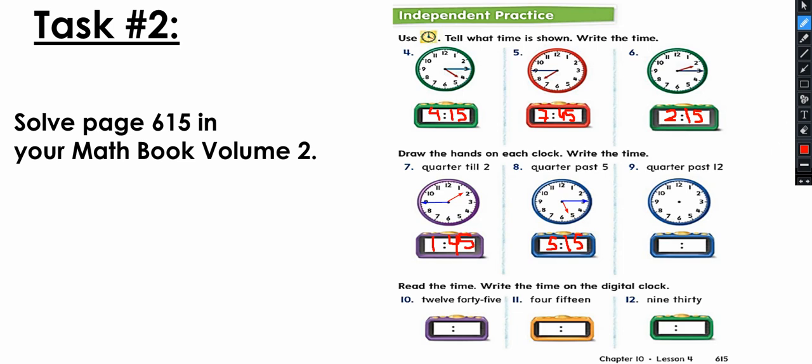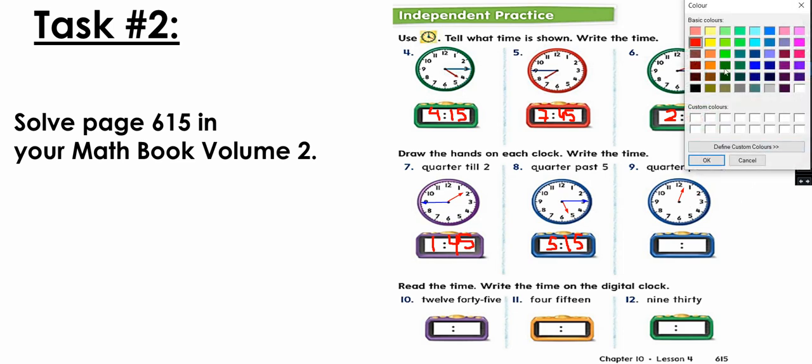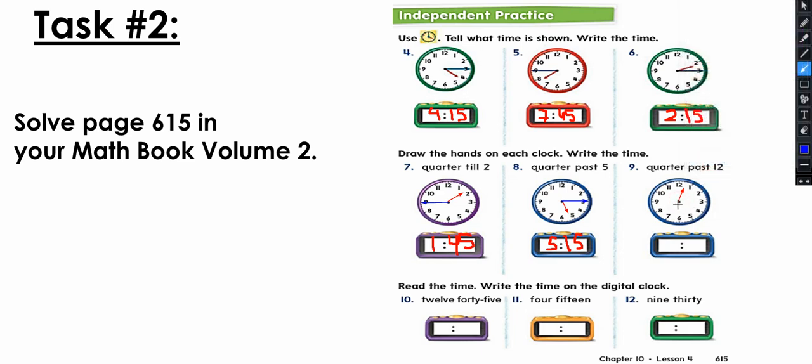And the last one, quarter past 12. So we have to put the hour hand between 12 and 1, and the minute hand will be on the 3. Excellent. It will be on the 3 because it's quarter past 12. And the time we're going to write is 12:15.